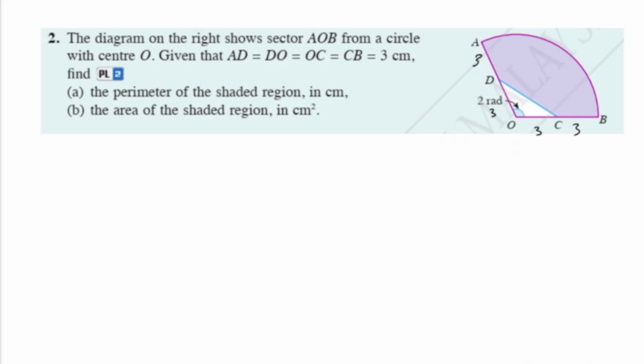For the shaded region, we can basically add up the length of this 3 cm, 3 cm, chord DC, and also arc AB. Now about the chord, I wonder whether you have seen this formula before. I probably have discussed this in a previous video. The length of a chord can be calculated by using 2r sine theta over 2. Personally, I like to use this formula because it's faster.